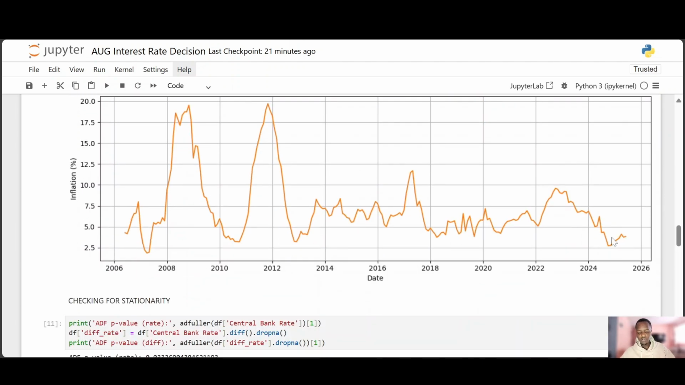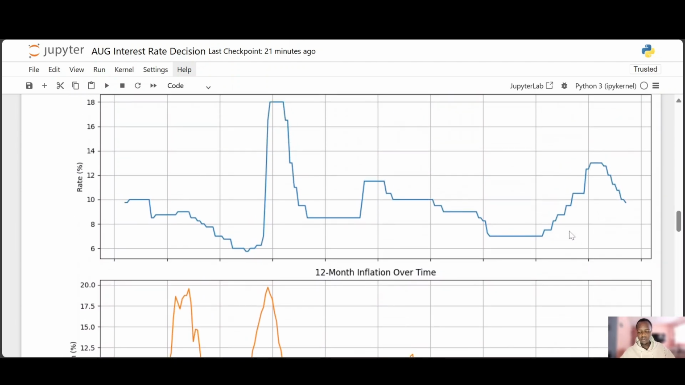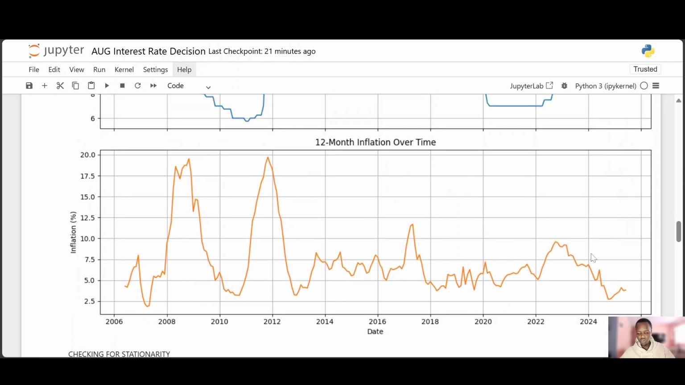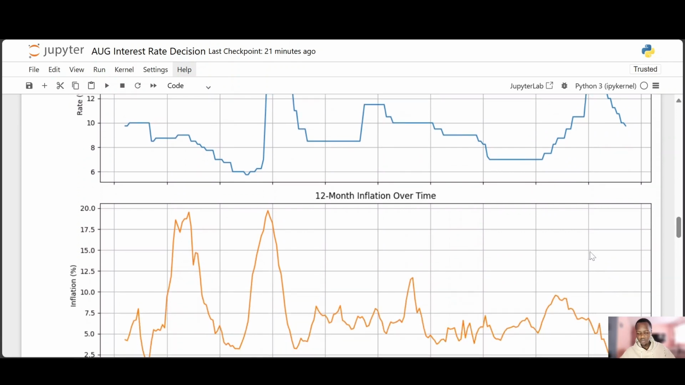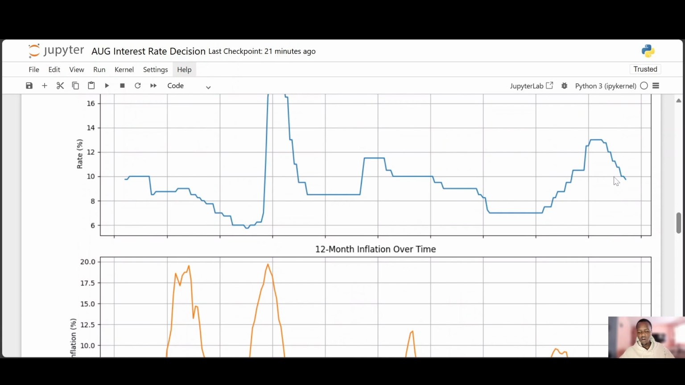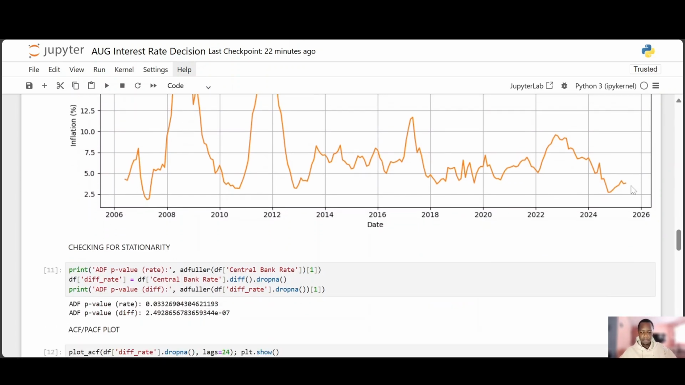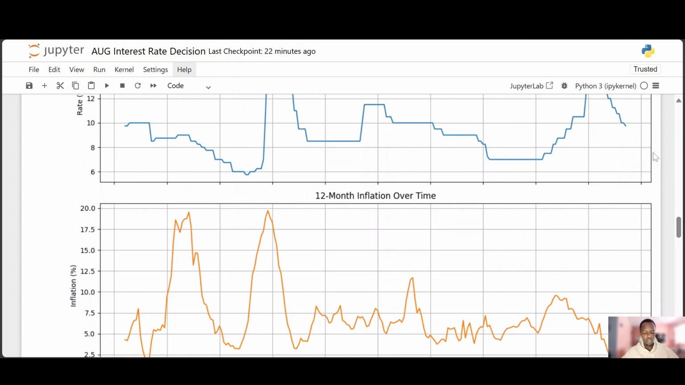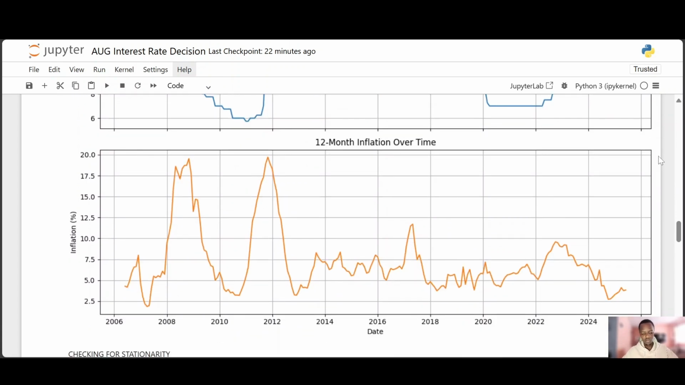Just a slight increase over here, and for the central bank rate, since around March or April 2024, it's been decreasing and decreasing all along. Okay, so we can see for the central bank rate over time, there is a cyclical pattern, but for the 12-month inflation, no noticeable pattern at all.